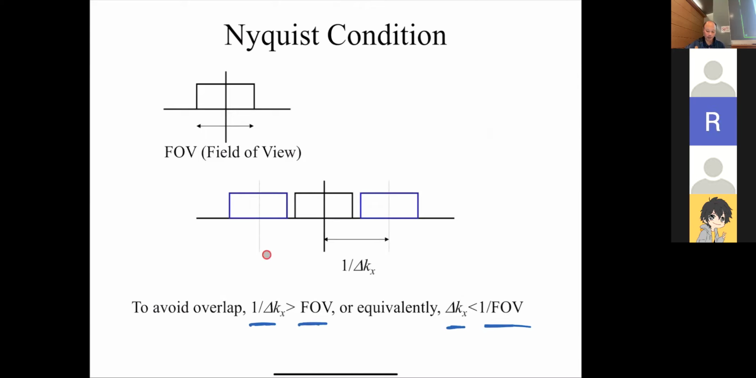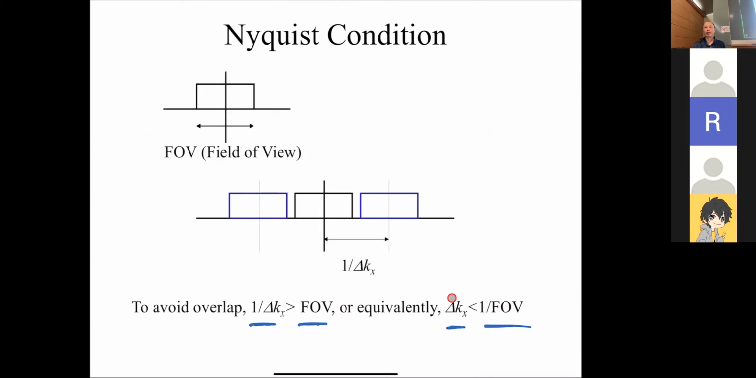So let's look at this. This means that as I make the field of view bigger, the bigger the object I want to scan, this delta kx gets smaller. That number becomes smaller. If I have to sample more finely in k-space, that's going to take me more time, because I only move a little bit each time. Therefore, there is a cost to scanning bigger objects.